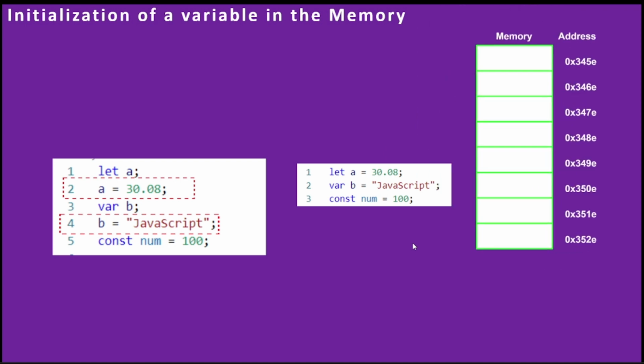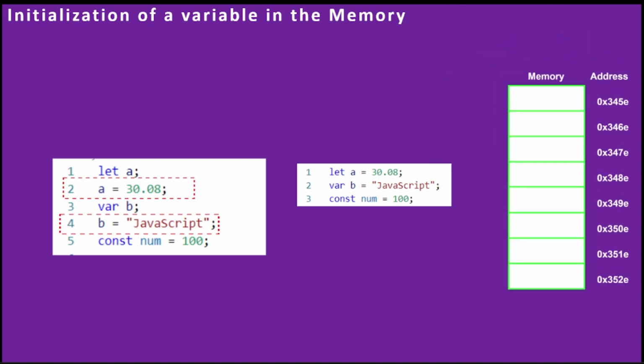Let's see our memory diagram now. This is our memory, and how will it represent these variables in our memory. Whenever you create a variable a and initialize a value to it, it will just update the value in your slot. For JavaScript, similarly it will work. Whenever it executes your program, it will just insert the value JavaScript. For num, it inserts the value 100, which you have initialized in your program. This is how initialization of a variable works in memory.